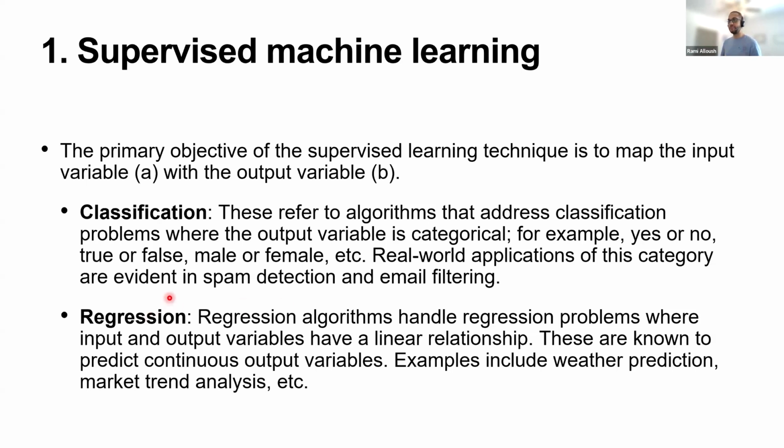Now, the second type is regression. When it comes to regression, the model handles problems where we want to figure out a relationship between two variables. Usually the relationship could be a linear relationship, but it's not necessary. One of the very famous examples is weather prediction, right?